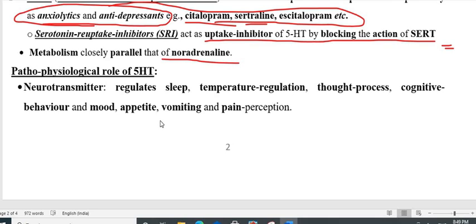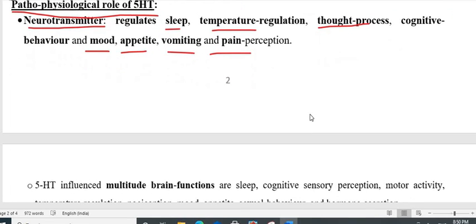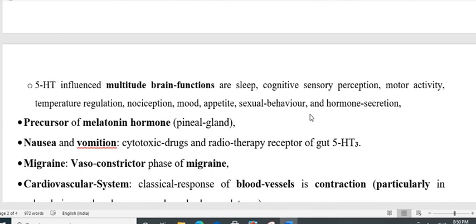Now we have to go through the physiological or pathological role of 5-HT. Because 5-HT is an autacoid and also a neurotransmitter, it regulates sleep, mood, appetite, pain, vomition, temperature, sexual behavior, thoughts, and cognitive behavior. So 5-HT as a neurotransmitter and autacoid is performing various very important functions, and there are some more functions that we are going to discuss.